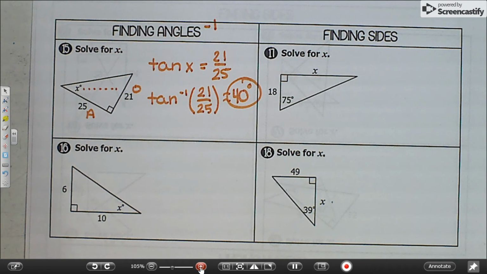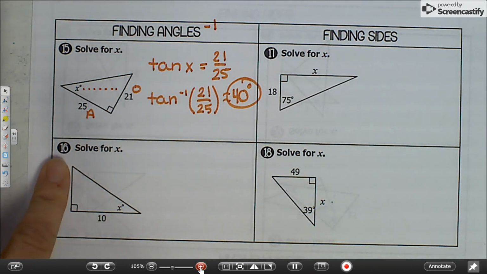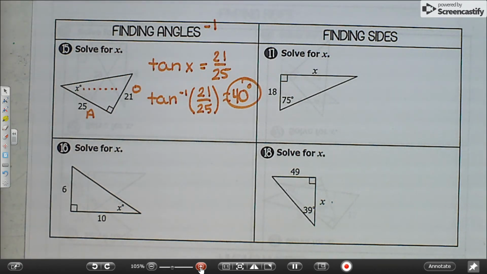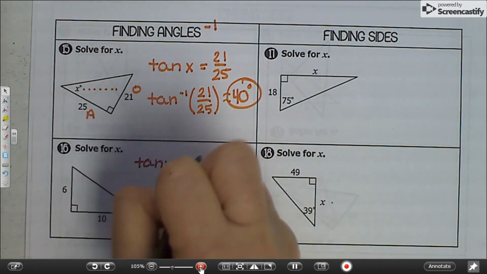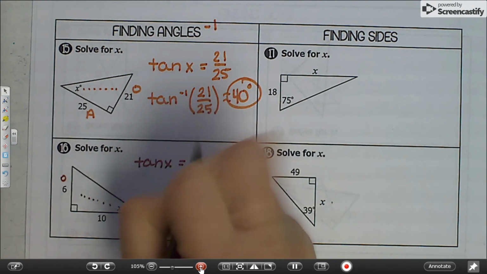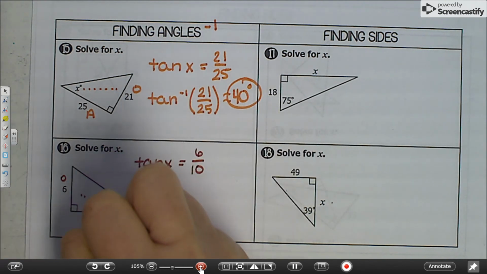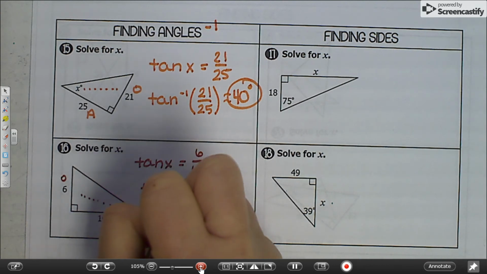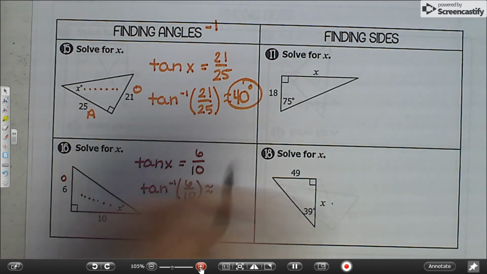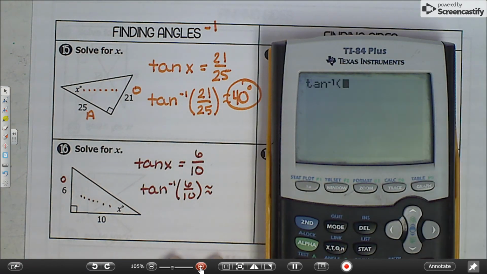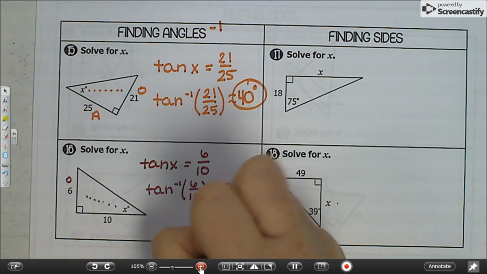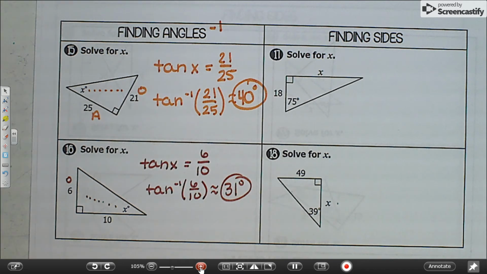All right, do number 16, do this one, and then come back and check your answer with mine. Are you so excited that you got that right?